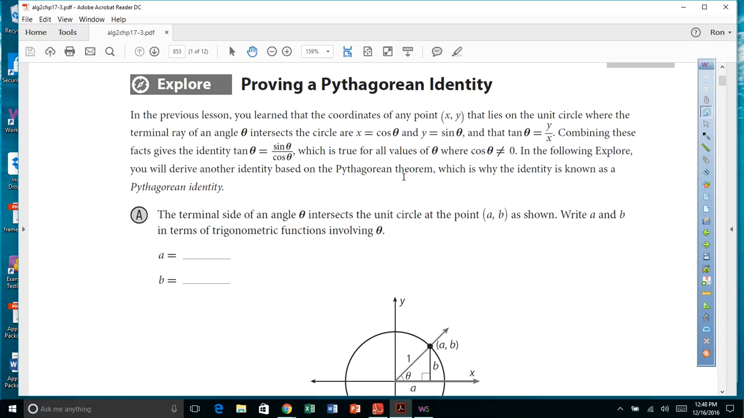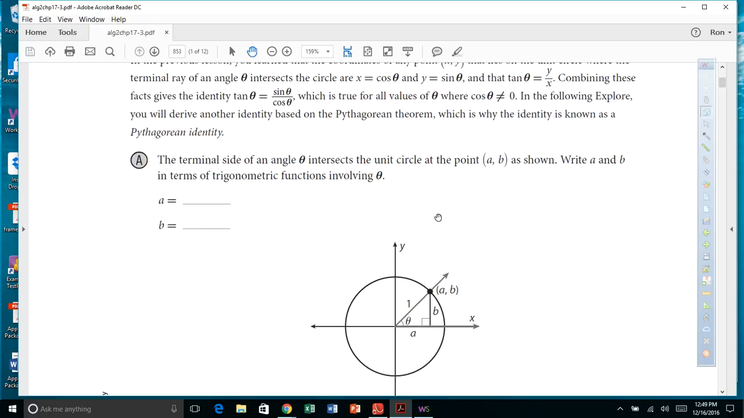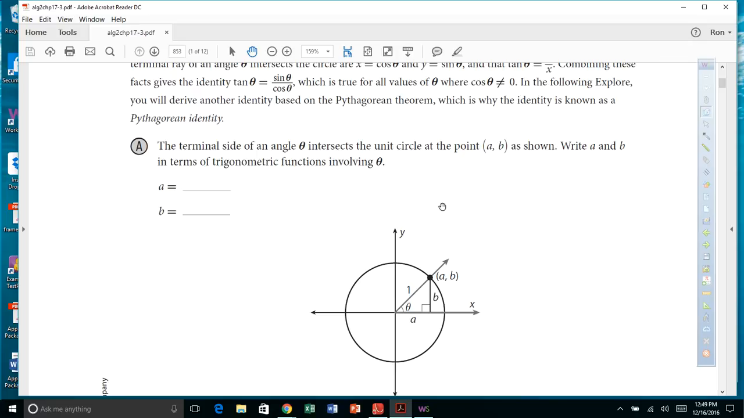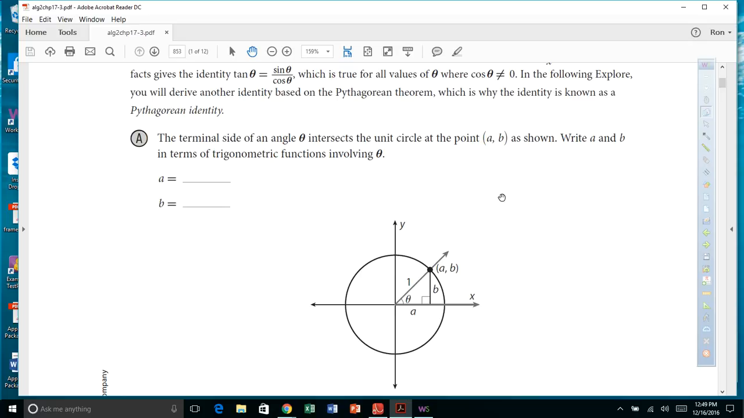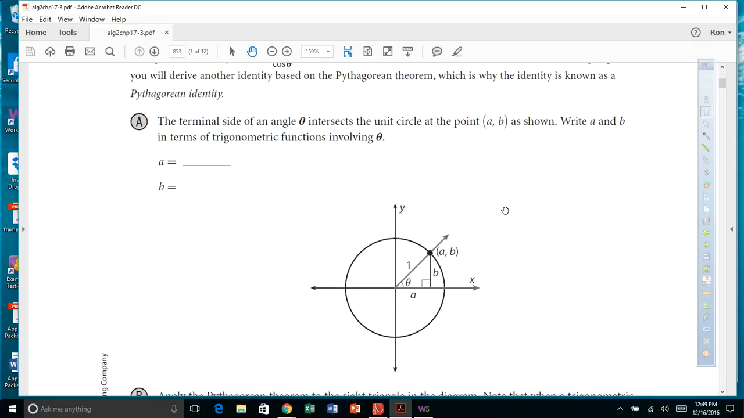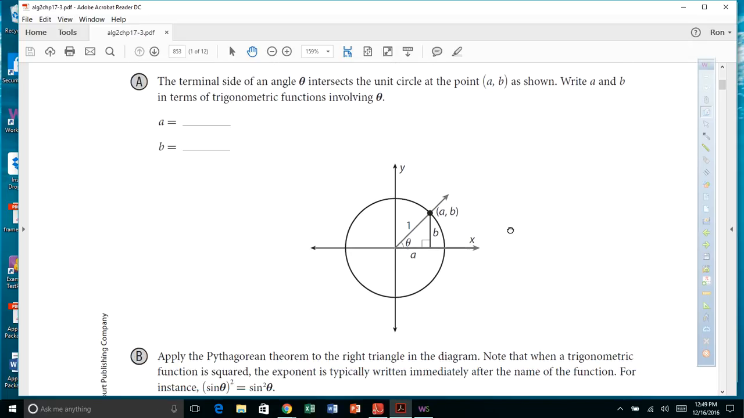Proving a Pythagorean identity. In the previous lesson, you learned that the coordinates of any point (x, y) that lies on the unit circle where the terminal ray of an angle theta intersects the circle are x equals cosine theta and y equals sine theta, and that tangent theta equals y divided by x. Combining these facts gives the identity tangent theta equals sine theta divided by cosine theta, which is true for all values of theta where cosine theta is not equal to 0. In the following explore, you will derive another identity based on the Pythagorean theorem, which is why the identity is known as the Pythagorean identity.